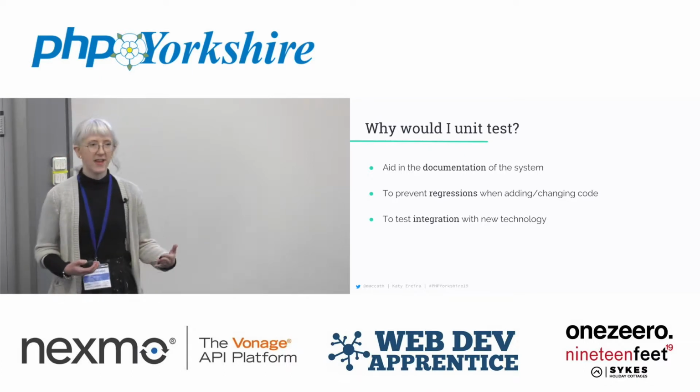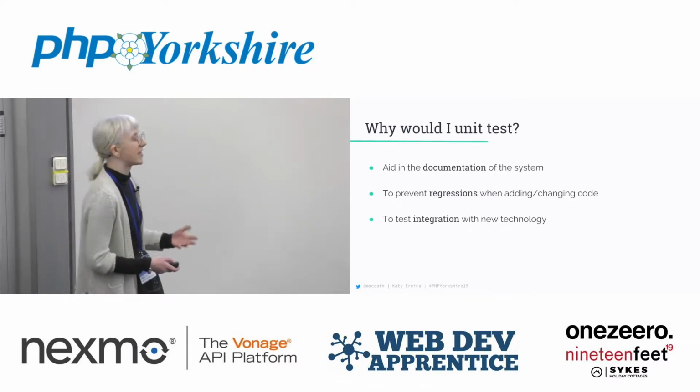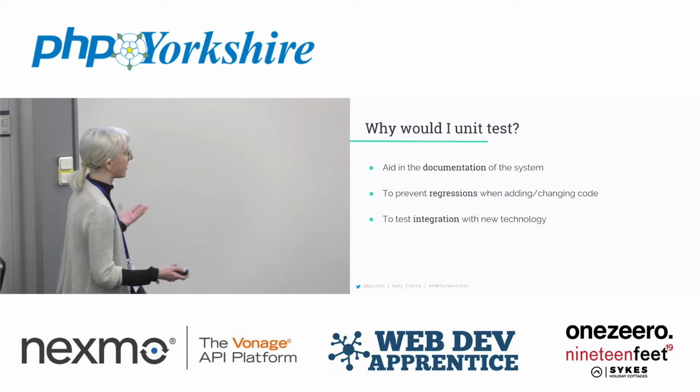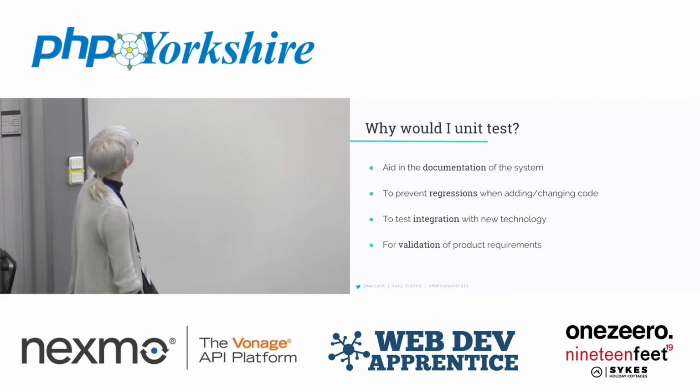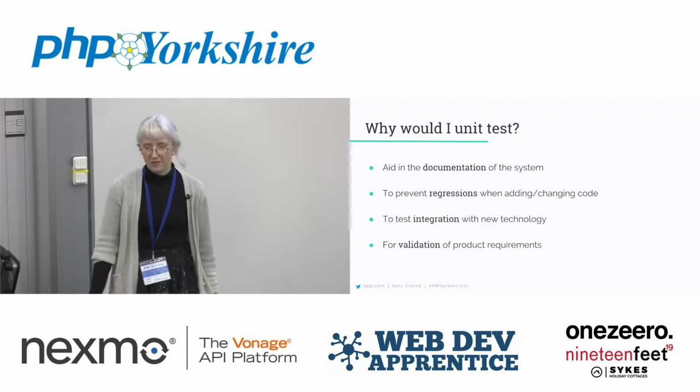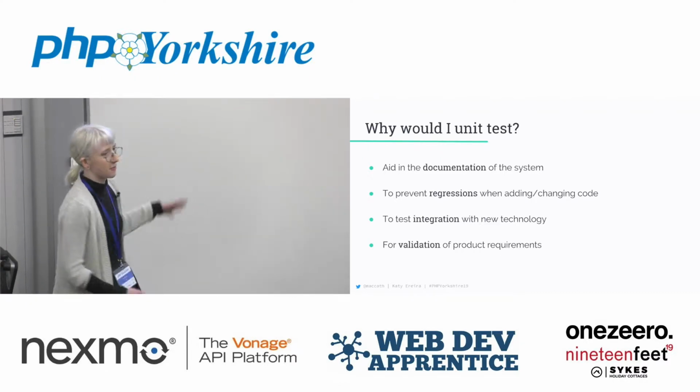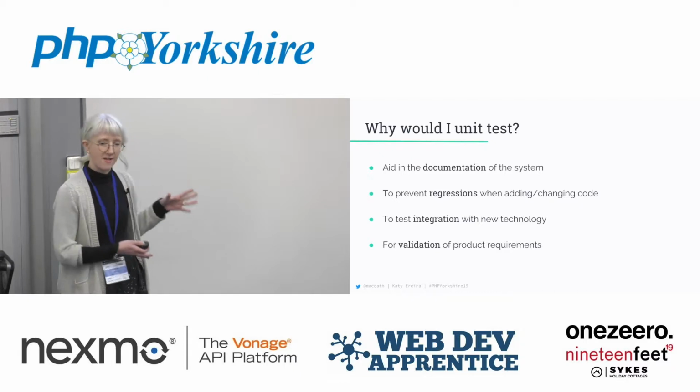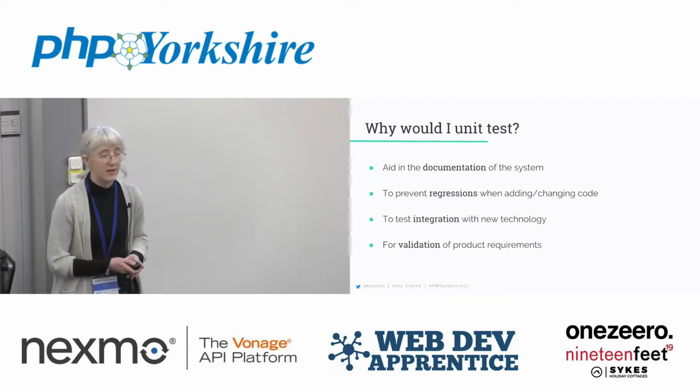You can also test integration with new technology. When you upgrade your application or you use a new library, unit testing will help you determine whether or not it's working as you expect it to. And it also validates product requirements. Again, that sort of links in with the documentation aspect. You know exactly what your system is supposed to be doing and that it's doing it correctly.